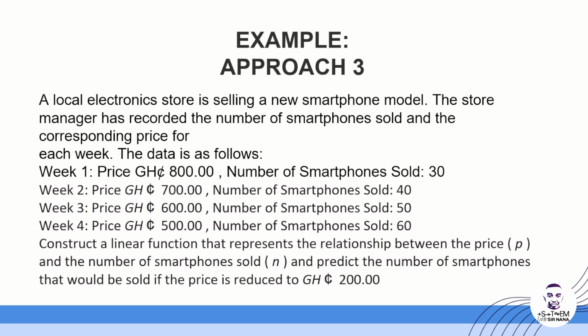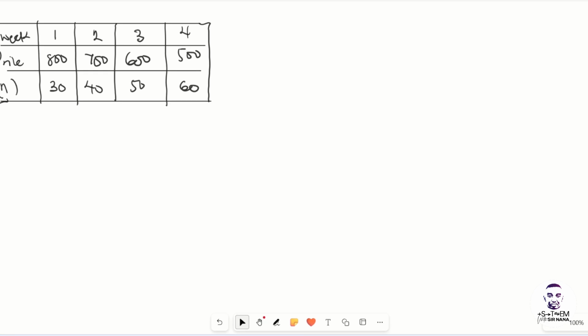The question says that a local electronics store is selling a new smartphone model. The store manager has recorded the number of smartphones and the corresponding price. In week 1, it was priced at 800 Ghana cedi, and they sold 30 of them. Week 2 was priced at 700 Ghana cedi, they sold 40. Week 3, 600 Ghana cedi, they sold 50. And week 4, 500 Ghana cedi, they sold 60. Now we have to construct a linear function to represent the relationship between the price and the number of smartphones, and then predict the number of smartphones that will be sold if the price is reduced to 200 Ghana cedi. In this case, we want to use the graphical approach.